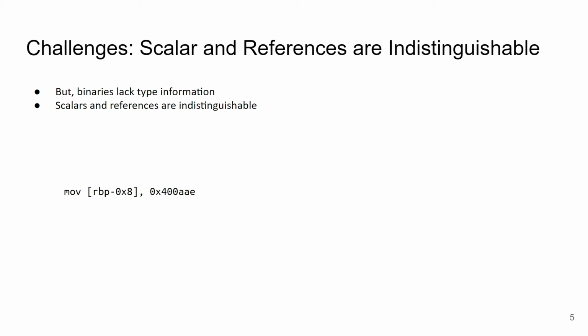The main problem is that binaries lack type information that enables this distinction between references and scalars. Consider, for example, this move instruction that stores a constant value into a memory location. Without further analysis, it is impossible to say if the constant is a reference, for example, storing a function pointer to a local variable, or simply a scalar assigned to a local variable.